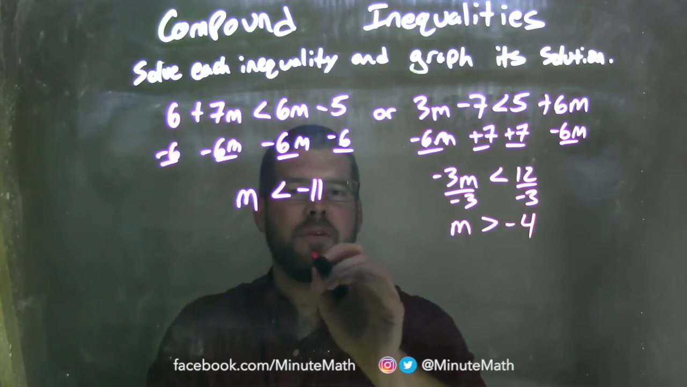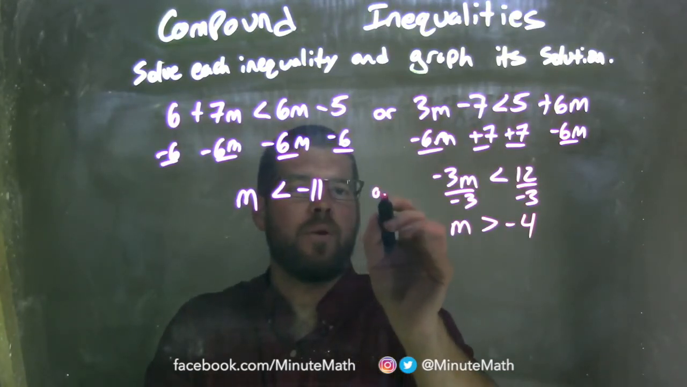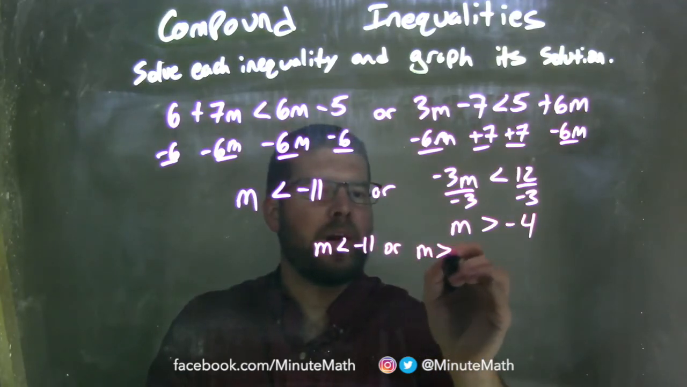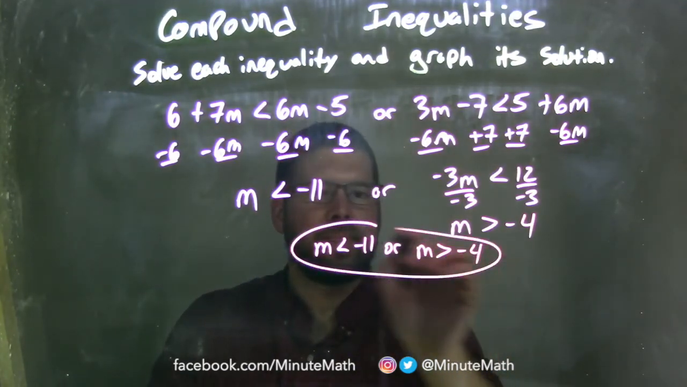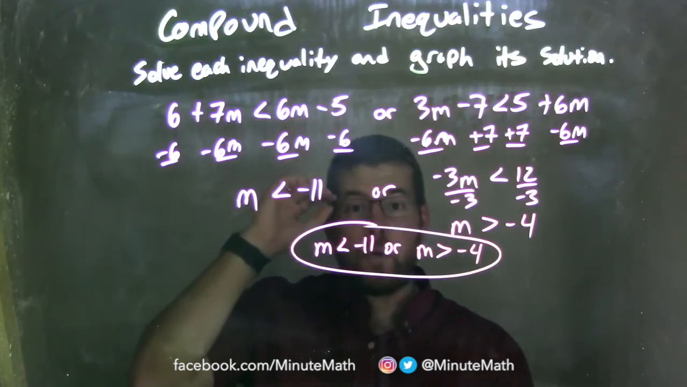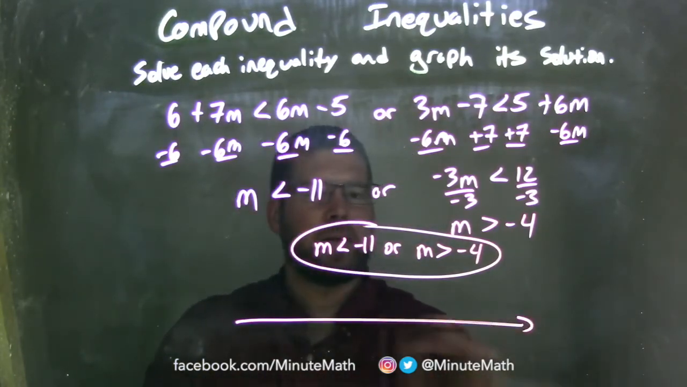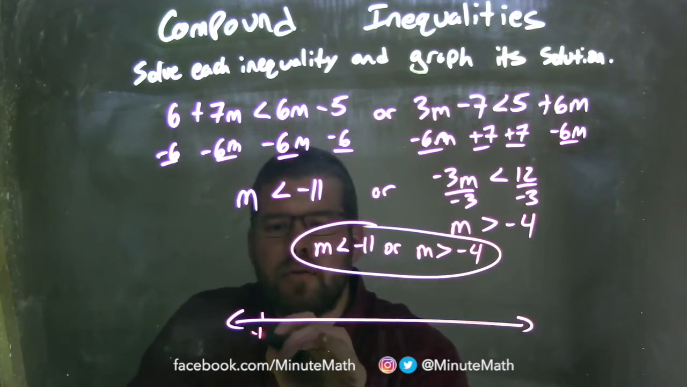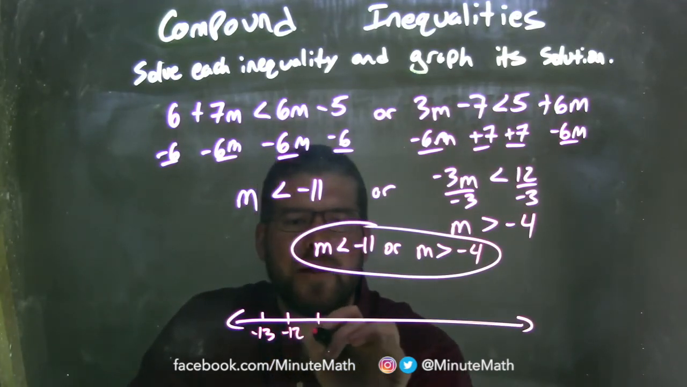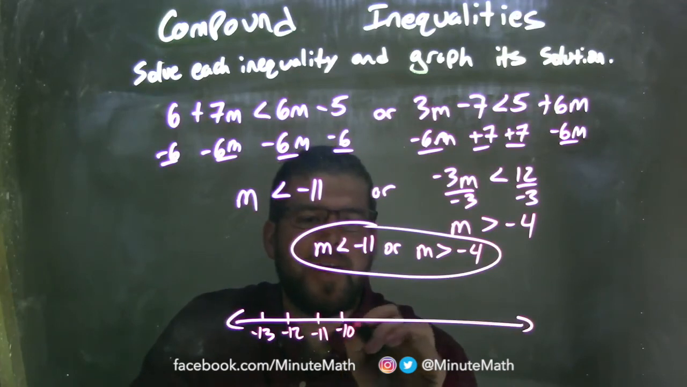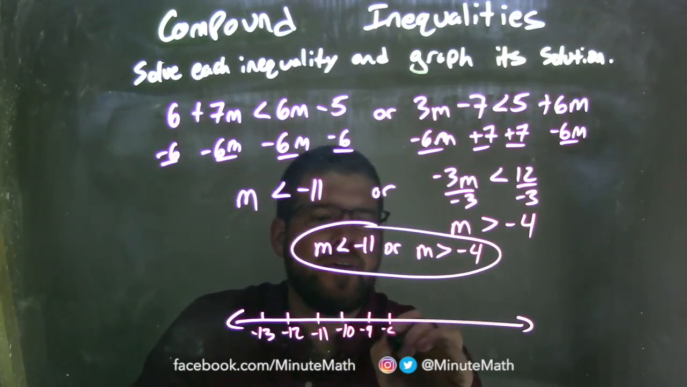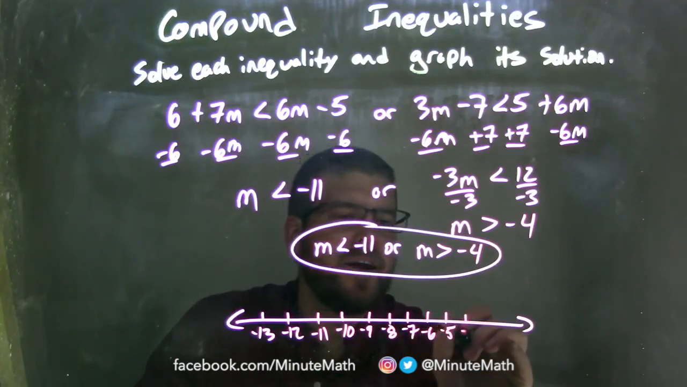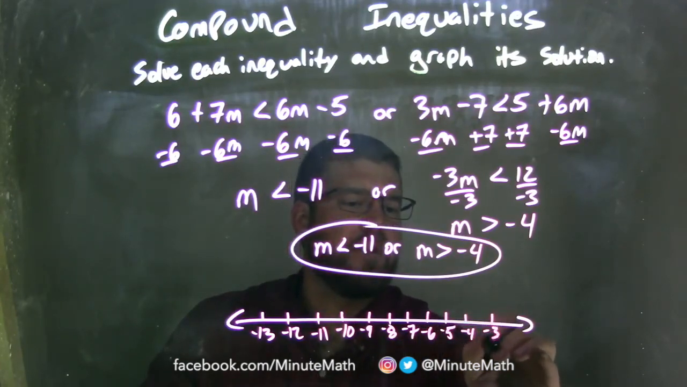So this is an OR statement. Let's go rewrite it together. It's all one big OR statement. So m is less than negative 11, or m is greater than negative 4. Okay? So now I want to graph this. So a little number line here. Let's go negative 13, negative 12, negative 11, negative 10, negative 9, negative 8, negative 7, negative 6, negative 5, negative 4, negative 3, they're getting smaller, negative 2.